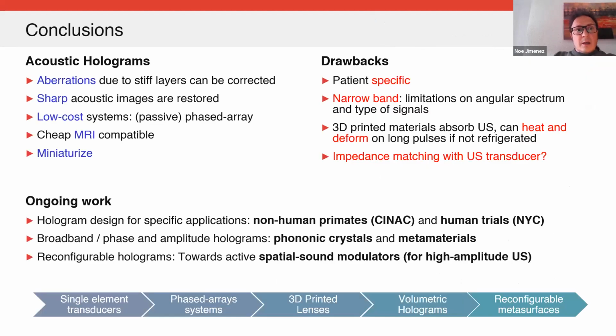So concluding, these acoustic holograms can compensate the aberrations of stiff layers, for example, the skull. You can really generate sharp acoustic images, arbitrary in principle. And one of the good things is that you can really use low-cost systems.